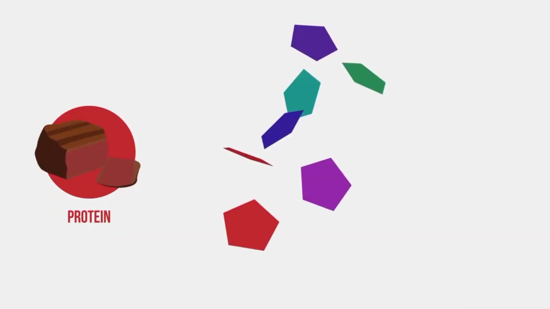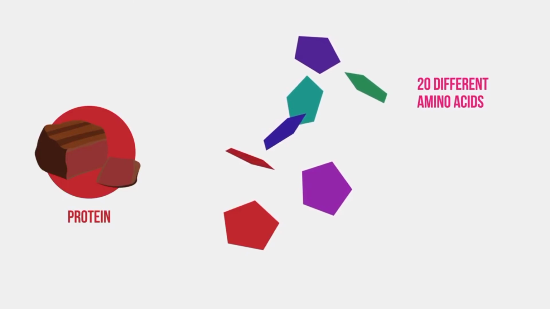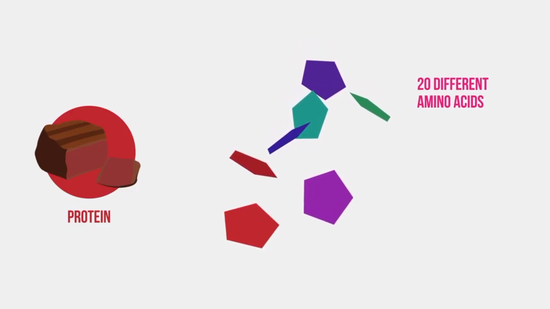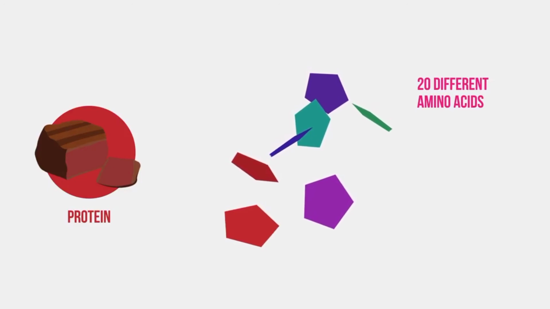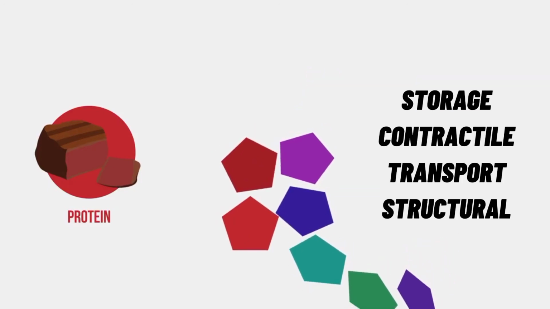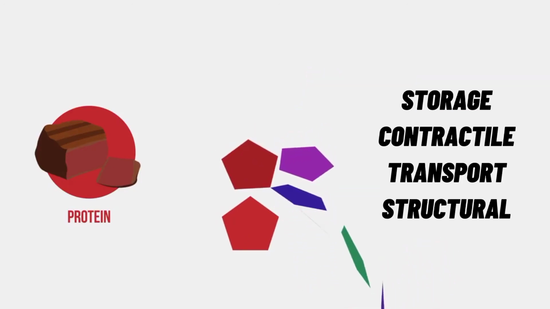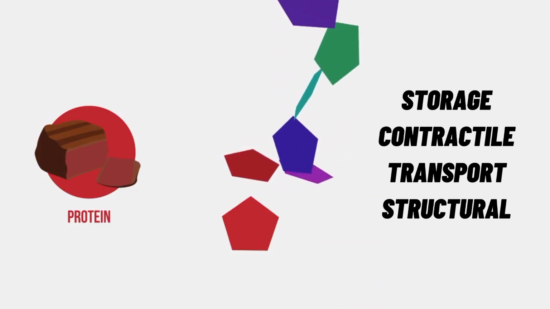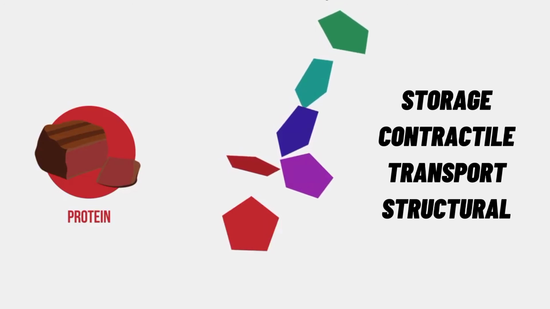All proteins are made of 20 amino acids linked in different orders, such as methionine, valine, proline, leucine, and many others. So there are 4 types of proteins, namely storage, contractile, transport, and structural. These play an important role in our body, specifically proteins.